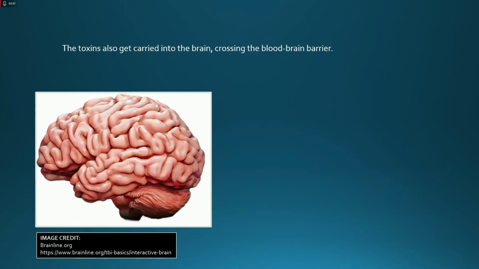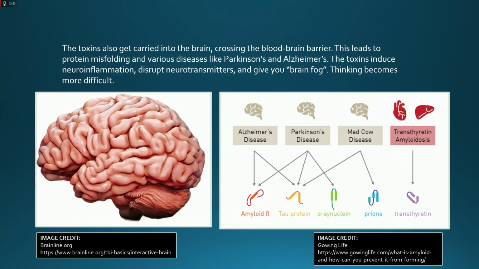The toxins also get carried into the brain, crossing the blood-brain barrier. This leads to protein misfolding and various diseases like Parkinson's and Alzheimer's. The toxins induce neuroinflammation, disrupt neurotransmitters, and give you brain fog. Thinking becomes more difficult. So here in the table we have Alzheimer's, Parkinson's, mad cow, and amyloidosis.